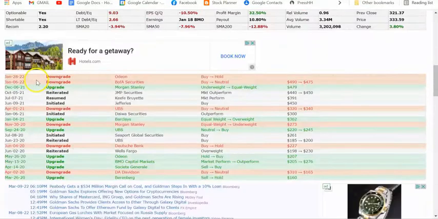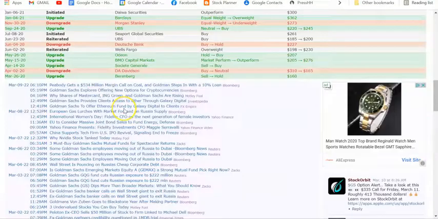There have been 2 downgrades in January. Lots of news. By the way, I'm looking at a new watch. That's why I get this ad.